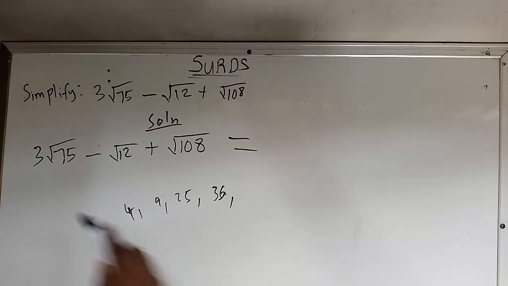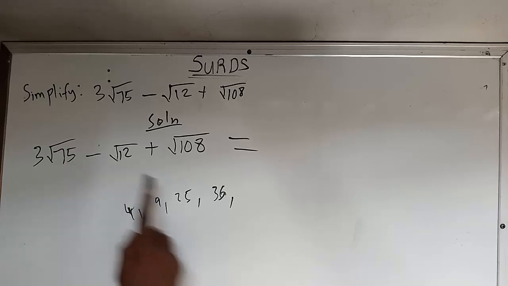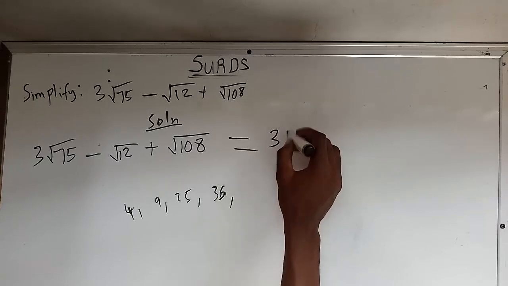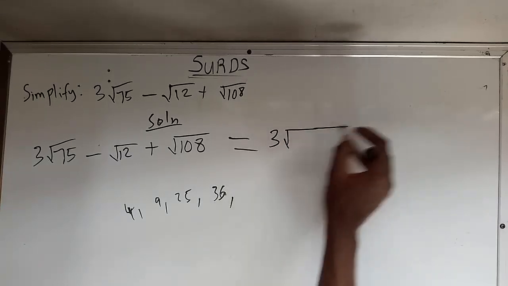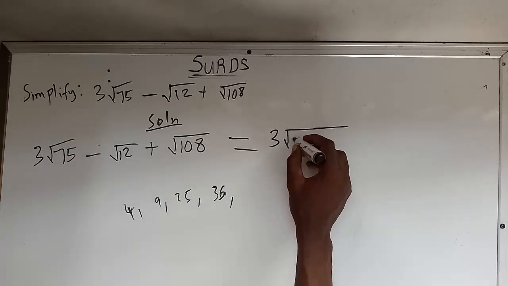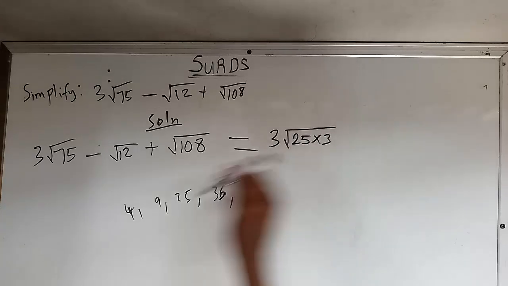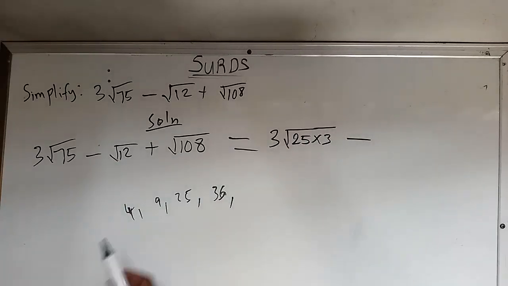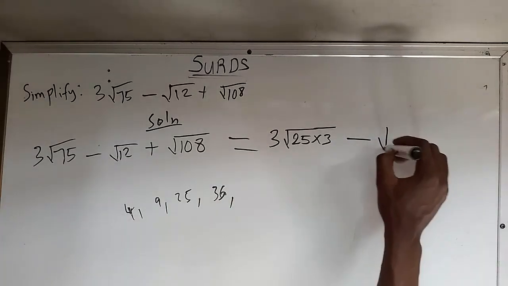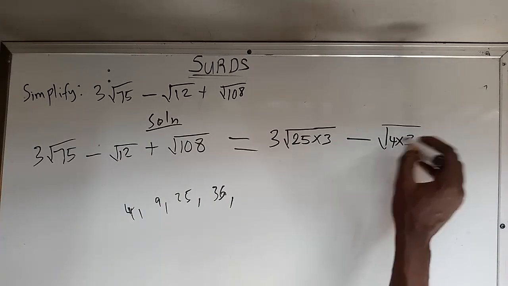So you see the first one here, we cannot divide by 4, we cannot divide by 9, we can only divide by 25. So it means 3 root of 75. If you divide 75 by 25, you get 3. So this will give us root of 25 times 3. Then root 12. If you divide 12 by 4, you get 3. So this will give us root of 4 times 3.